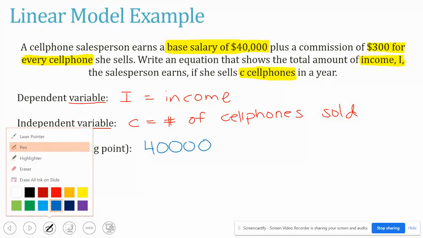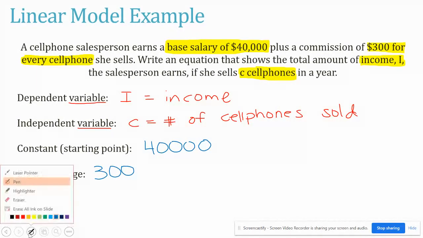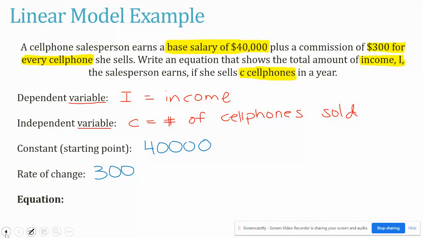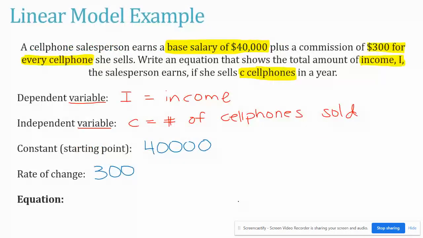And that leaves our rate of change, which is 300. So it's 300 per cell phone. So she gets $300 for the first one. Then for the second one, it's going to be 600. It's going to keep adding, 900. So that number can change based on how many cell phones she sells. So this is going to be 300. So notice we have 2 numbers here, 2 variables here. Very important. Now make sure you know where these are going to go. You can always refer back to this slide. It tells us dependent, rate of change, independent, constant, and it makes sense when you put everything together.